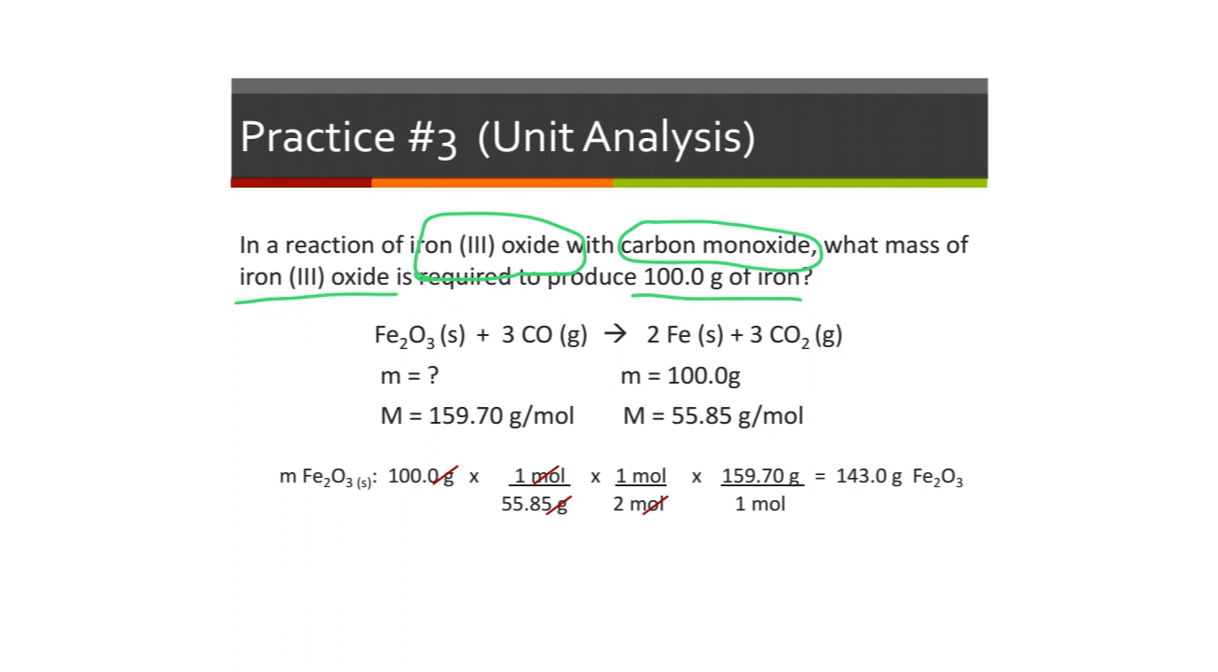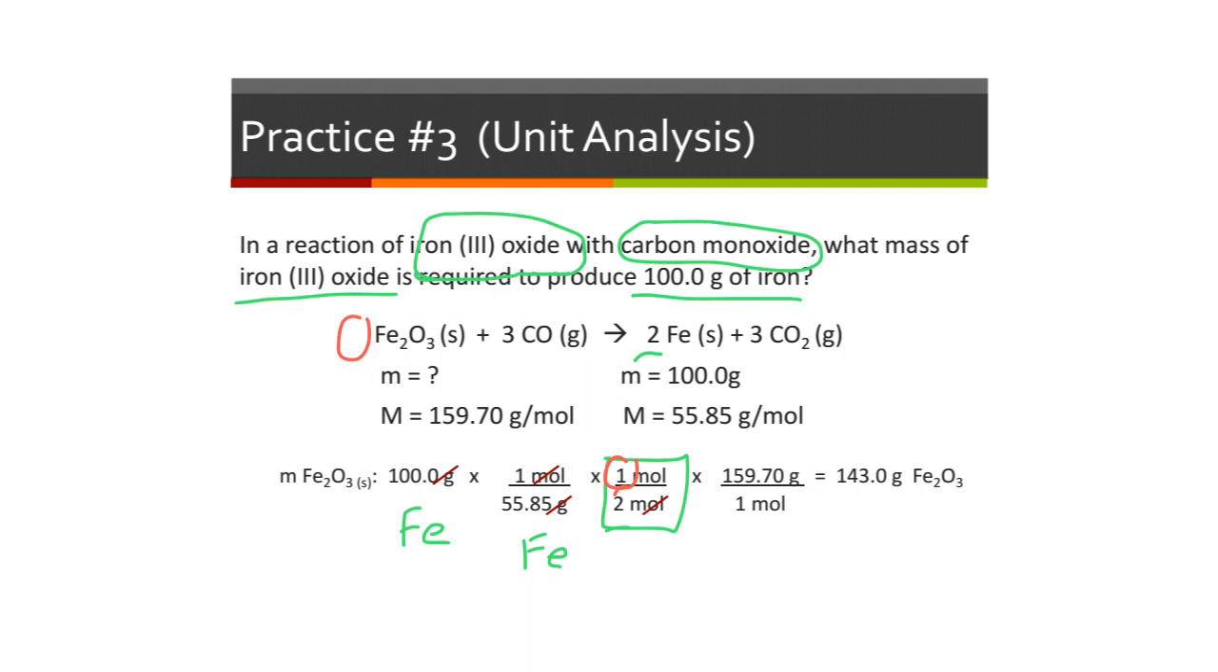Now we're ready to set up our one-step math. To find the mass of the iron(III) oxide required, we start off with the mass of our iron. We convert that to moles of iron by dividing by the molar mass of iron, which is 55.85. Then we go into our mole ratio. It's 1 to 2, because for every 2 moles of iron, we need 1 mole of our unknown, the iron(III) oxide.